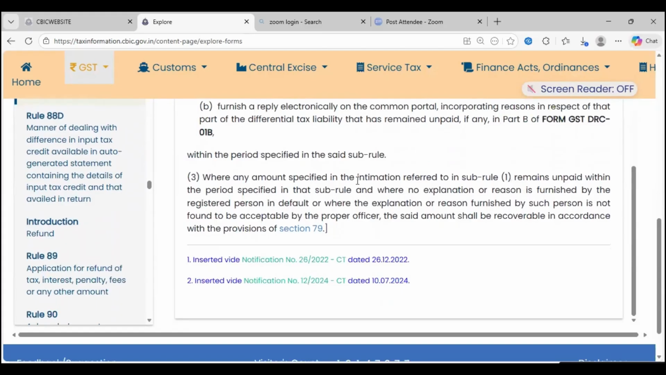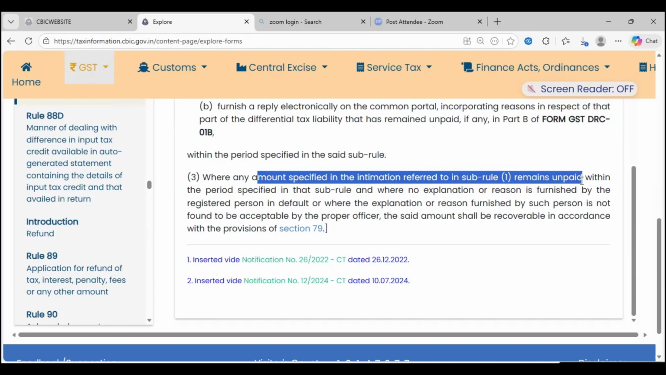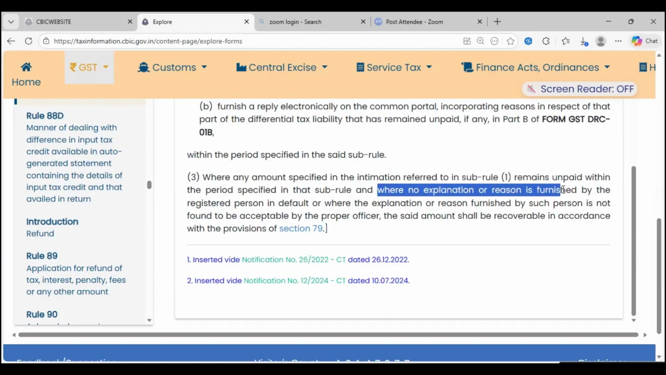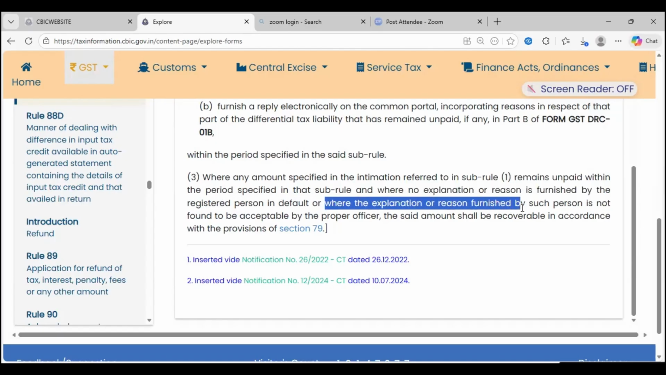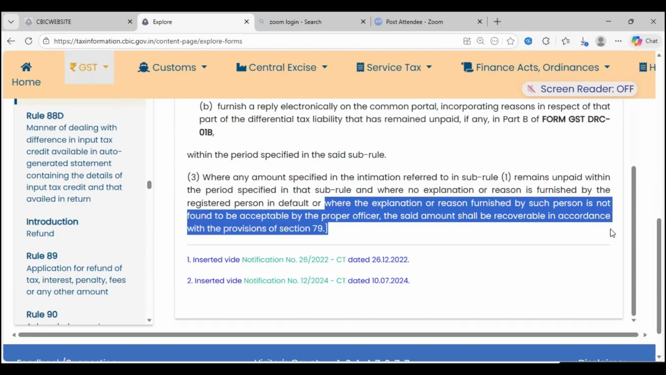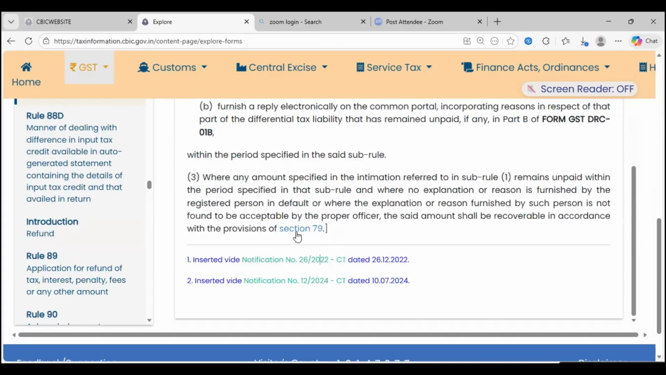Where the amount specified in the intimation as per sub-rule 1 remains unpaid within the period specified in that sub-rule, and where no explanation or reason is furnished by the registered person in default, or where the explanation or reason furnished by such person is not found to be acceptable by the proper officer, the said amount shall be recoverable in accordance with section 79. So first they block and then they recover this particular money from your bank account. This recovery is a little painful. I'll give you a reason also.